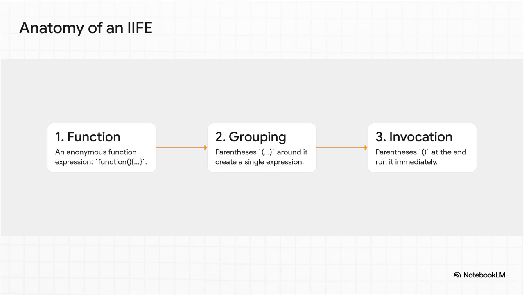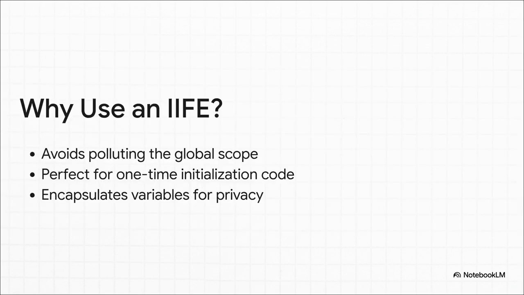You're basically just taking a regular function without a name, an anonymous function, then you wrap that whole thing in parentheses. That's just to tell JavaScript, hey, treat this as a single thing. And then you add that final pair of parentheses at the very end, and that's what actually runs it. Boom. So why would you ever do this?